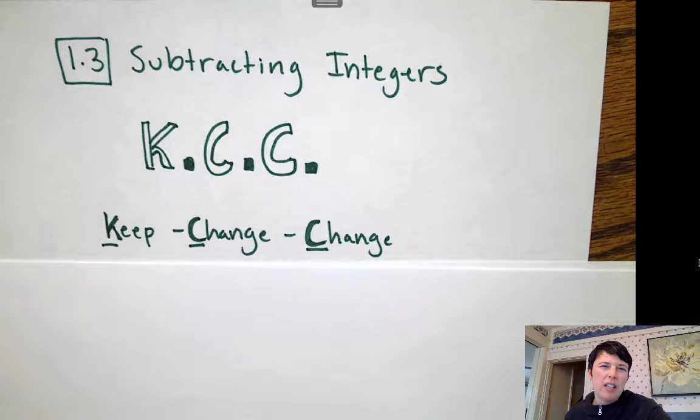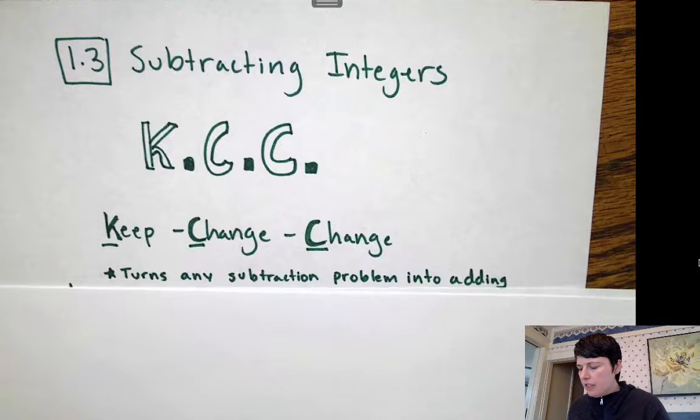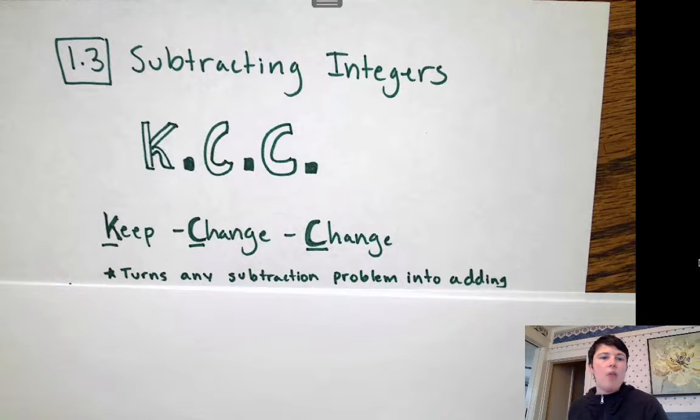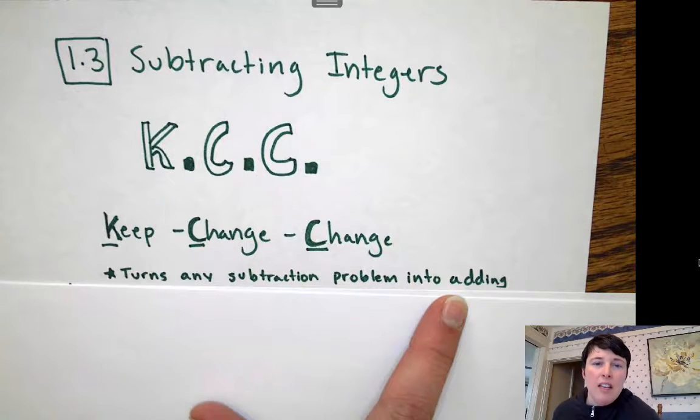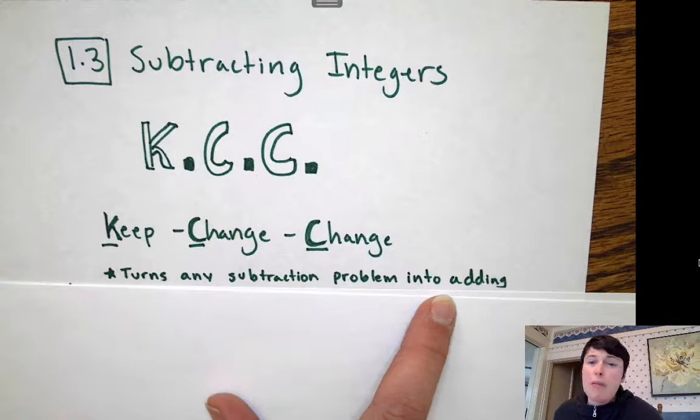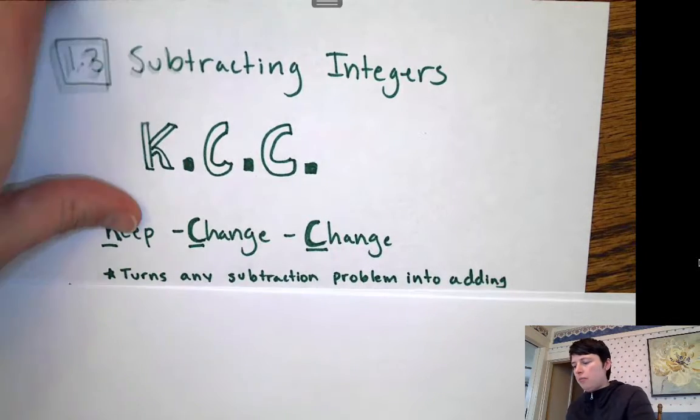And it's kind of our shortcut, our way of getting it stuck in our head that we can change subtracting problems into adding problems. And it's actually much easier if you do that. So it's called the K.C.C. rule or the keep, change, change rule, where you're going to keep, change, change the numbers. A little definition of what keep, change, change is: it's just a way of turning any subtracting problem into an addition problem. So that's kind of what I wrote. Turns any subtraction problem into adding. And if we can switch to adding, then we just have to memorize those adding rules and we can solve that problem. So let's try some K.C.C.